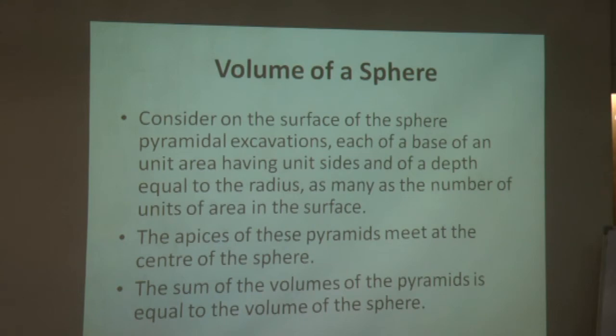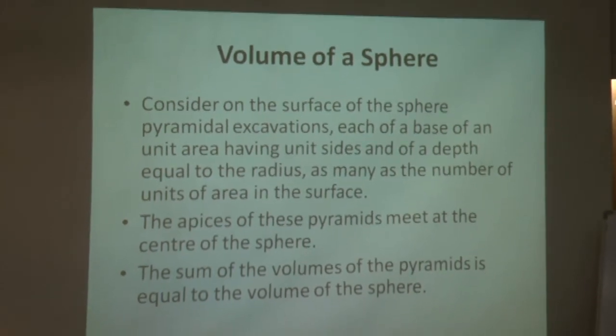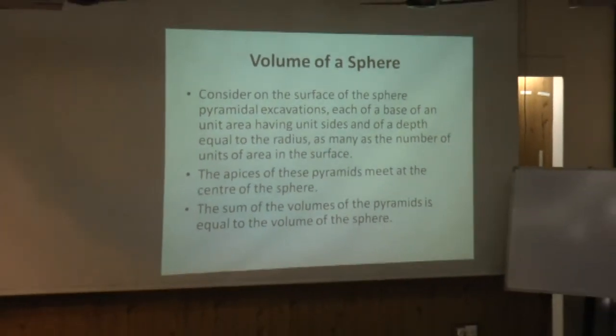Bhaskaracharya has also talked about integral calculus, which is part of the modern mathematics we come across. You can see how nicely and beautifully he interpreted it when he talked about the volume of a sphere. Consider on the surface of a sphere pyramidal excavations, each with a base of unit area having unit sides, as many as the number of unit areas in the surface. The apices of these pyramids meet at the center of the sphere. The sum of the volumes of the pyramids is equal to the volume of the sphere. So nicely, this concept of infinite sum can be interpreted with the help of this idea of Bhaskaracharya in terms of finding the volume of a sphere.